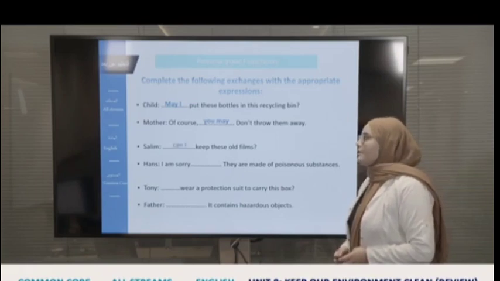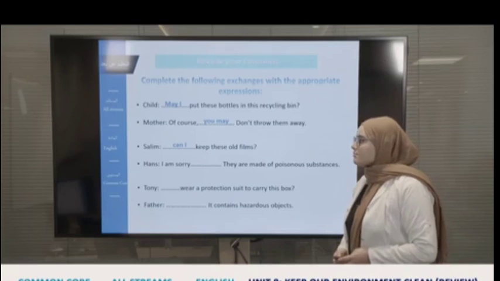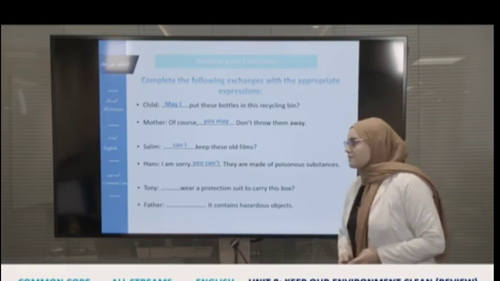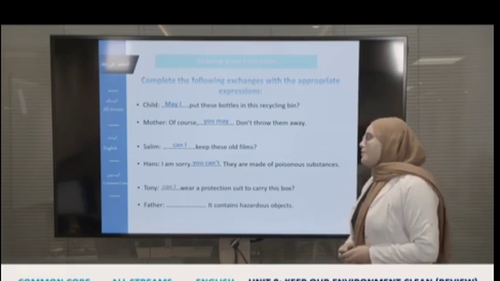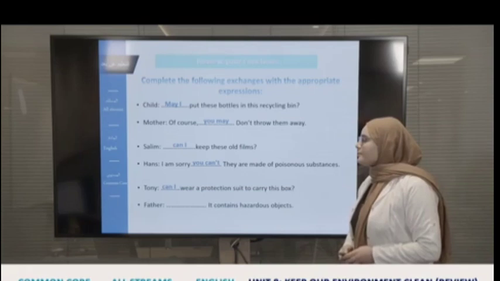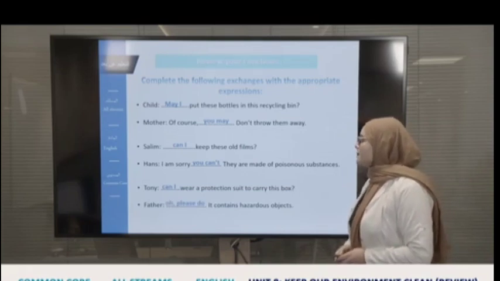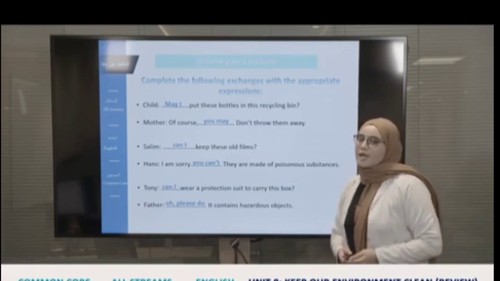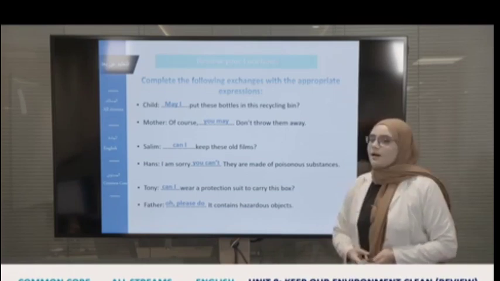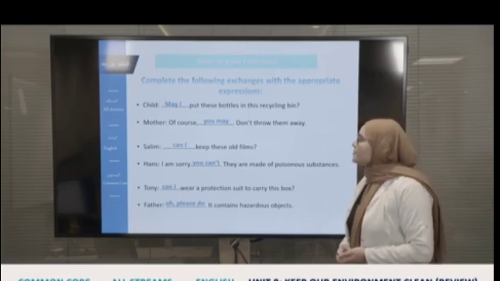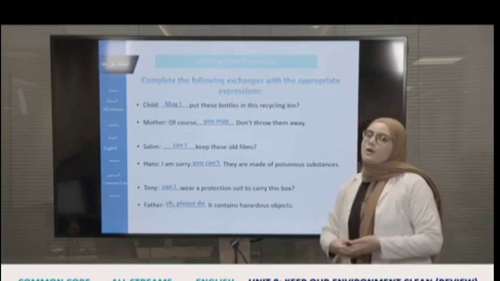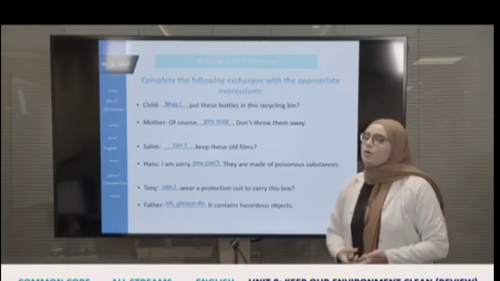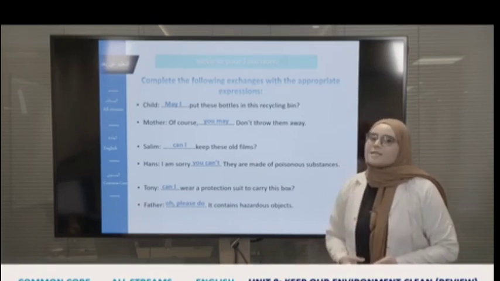Selim: can I keep these old films? Hans: I'm sorry, you can't. They are made of poisonous substances. Tony: can I wear a protection suit to carry this box? Father: oh, please do. It contains hazardous objects. These are expressions that we can use to ask for permission: may I, can I. To accept permission, yes, of course, go ahead, yes. To deny the permission, you can say no, please don't, or no, sorry, you can't, etc.